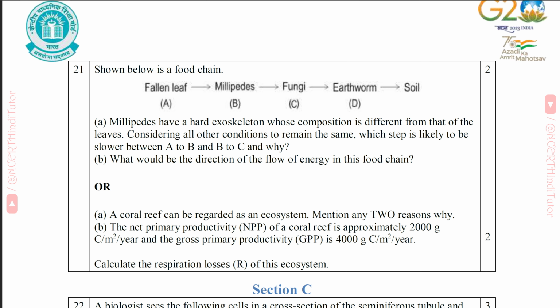Question 21. Shown below is a food chain. A. Fallen leaf, B. Millipedes, C. Fungi, D. Earthworm, then soil. A. Millipedes have a hard exoskeleton whose composition is different from that of the leaves. Considering all other conditions to remain the same, which step is likely to be slower between A to B and B to C, and why?